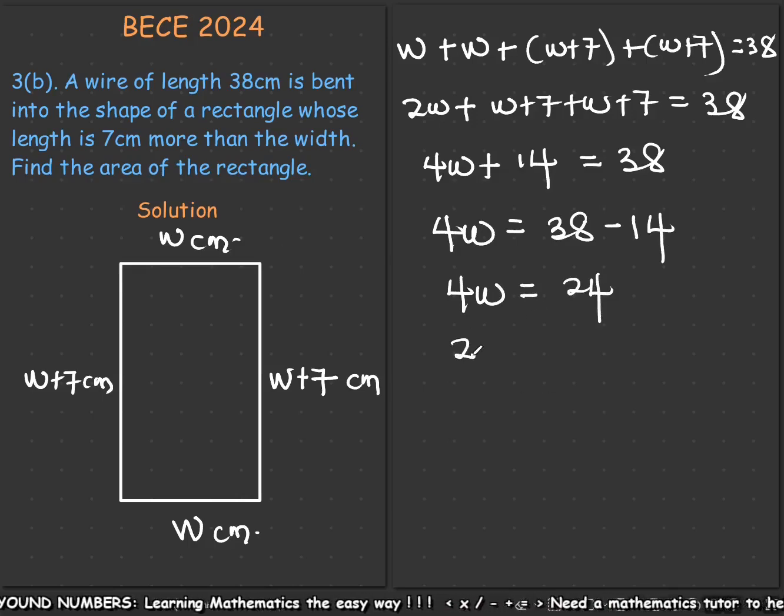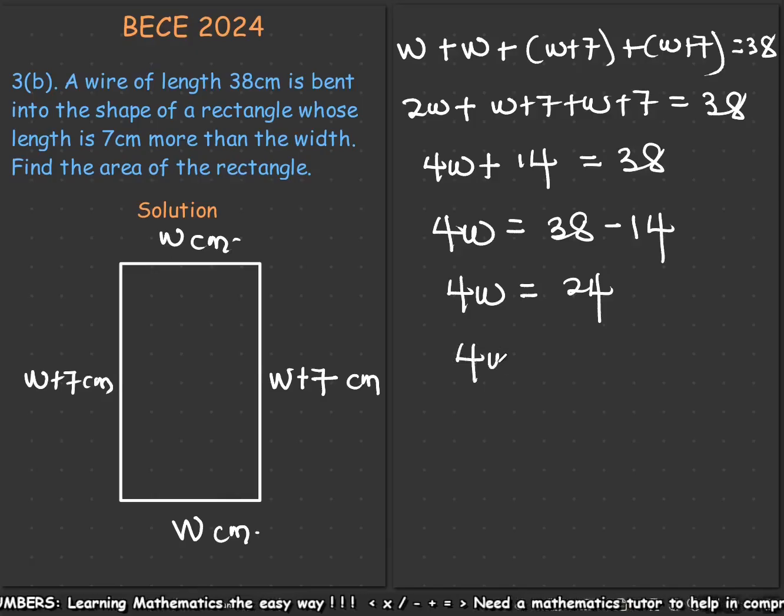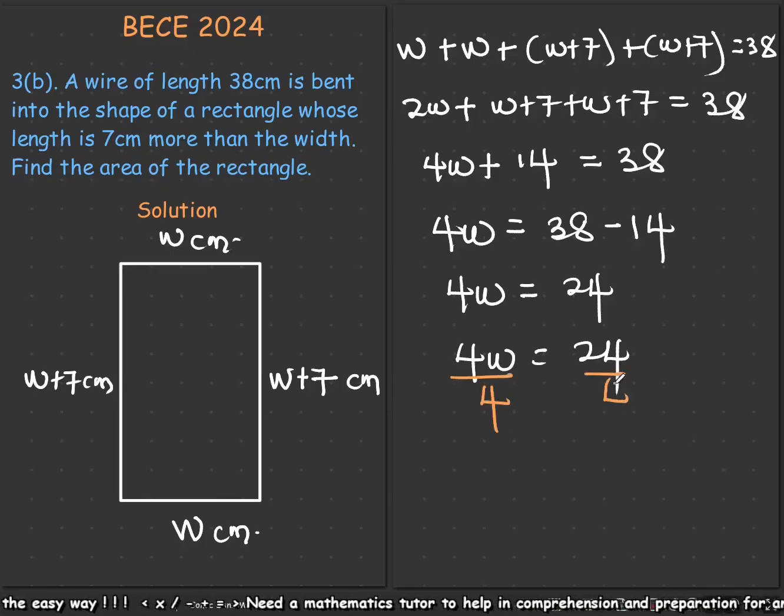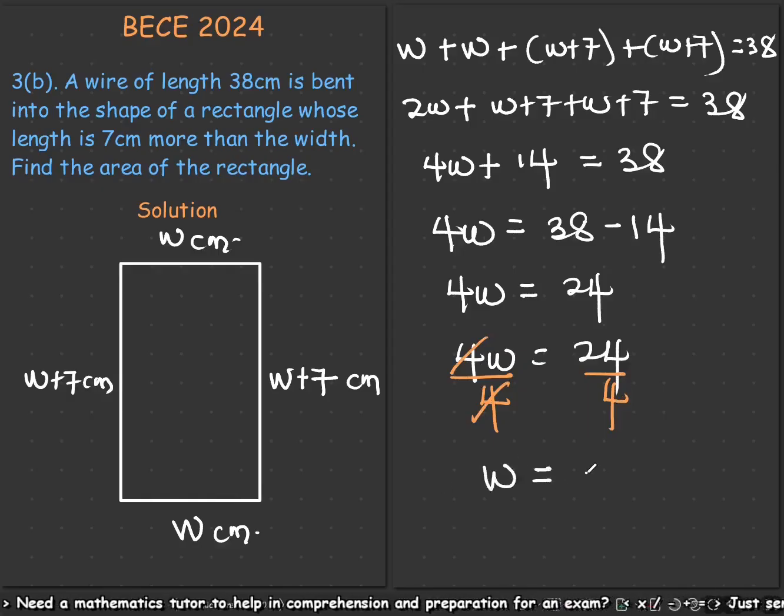And how then do we get our W? We have to divide both sides by 4. So divided by 4, divided by 4. This cancels here, and we get W being equal to 6. That is all. So it says we have to find the area of the rectangle.